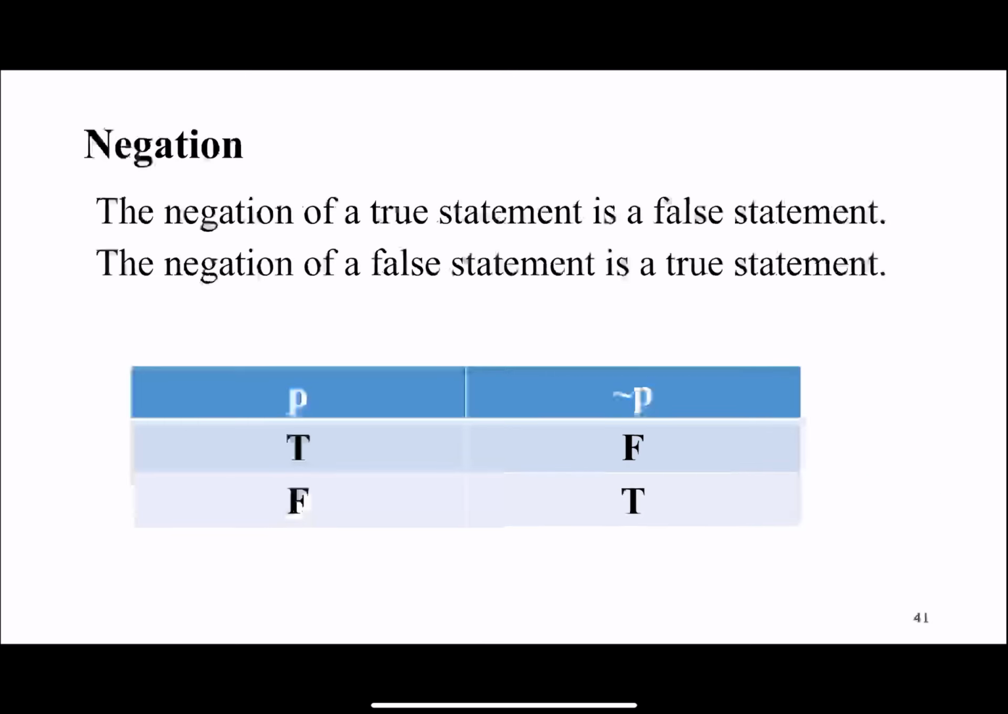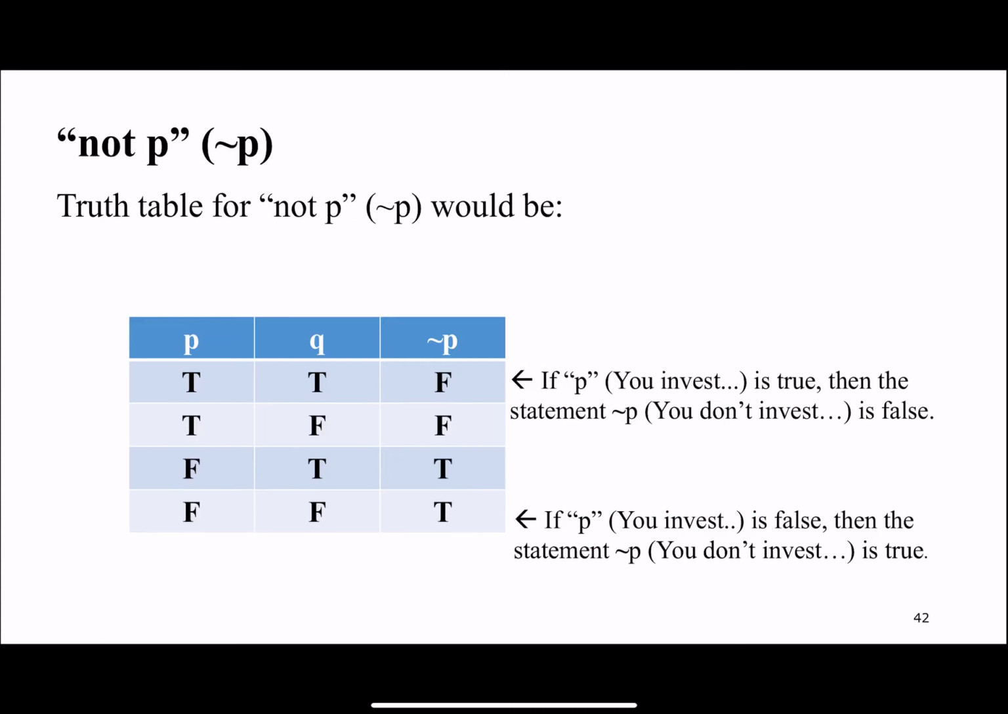Okay. Well, negation of a true statement is a false statement. Negation of a false statement is a true statement. So you have a statement P, either true or false. When it's true, the negation is false. When it's false, the negation is true, right?